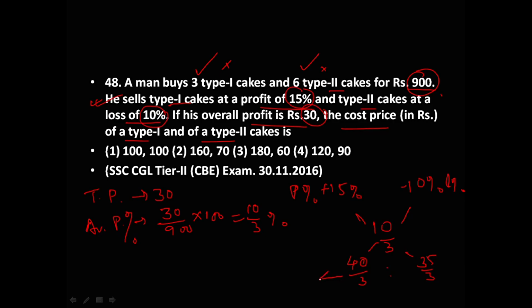Okay, so this will be 40 is to 35, and 40 to 35 means 8 is to 7. So the cost price of type 1 will be a multiple of 8, whereas the cost price of type 2 will be a multiple of 7. So only option 2 has this. So 160 and 70, that will be the correct answer. Clear? If you have any problem or queries regarding this question, you can ask freely. Okay, next one.